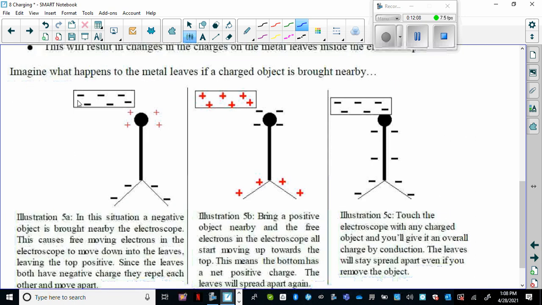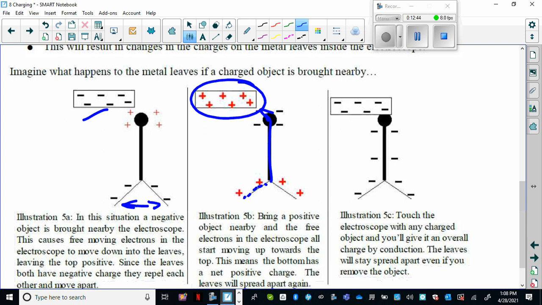And when you hold this negative rod here, what's it going to do? It's going to push the electrons from the sphere at the top here down into the leaves, and the leaves will become negatively charged because they're trying to escape. They're trying to get away from this rod right here, and therefore the two leaves will repel one another. Same thing if I hold a positively charged rod next to it, then what's going to happen? The electrons from the leaves will be attracted. They'll actually go up that way.